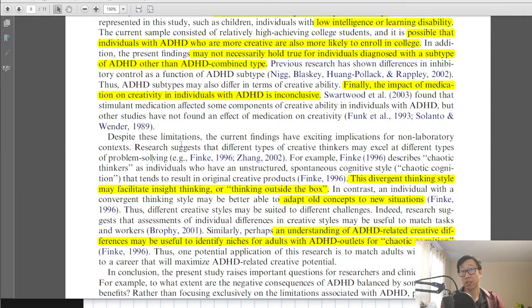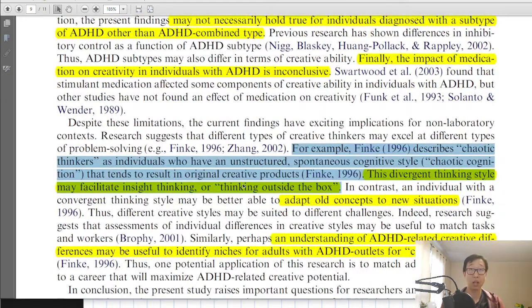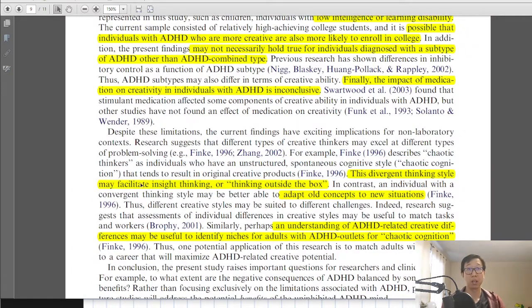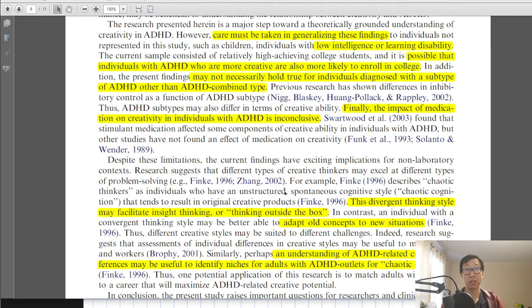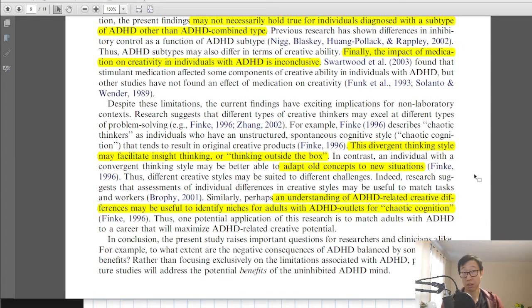And there's a positive message to all of this. Of course, the divergent thinking style could help thinking outside the box. And in fact, I hear that a lot from YouTube videos of people that talk about ADHD. It's possible that this type of thinking can help people adapt old concepts to new situations, which is another form of creativity.